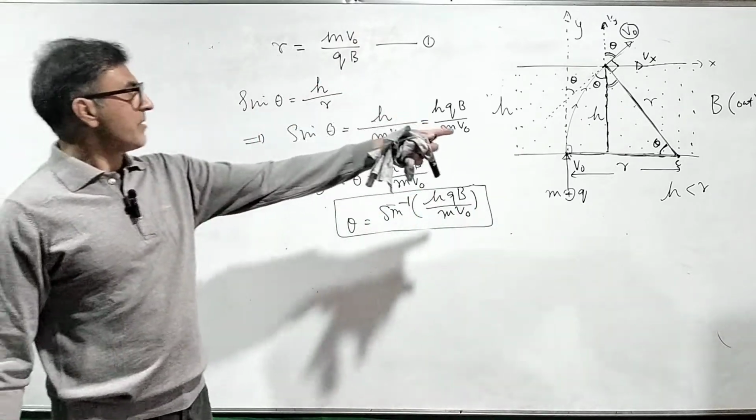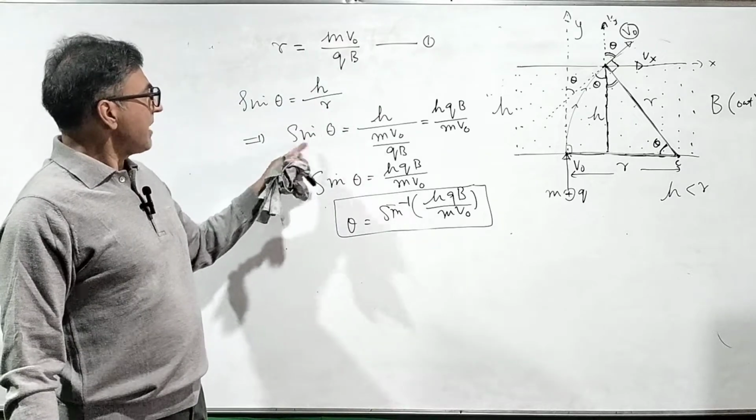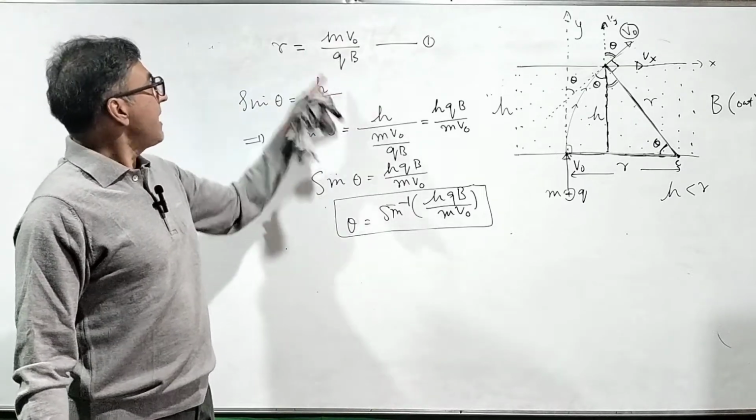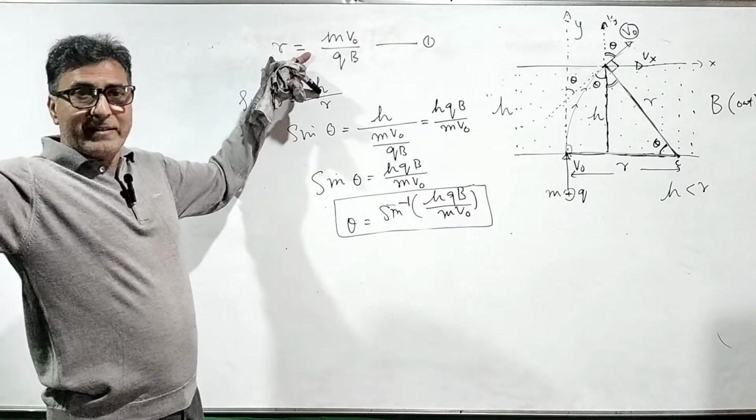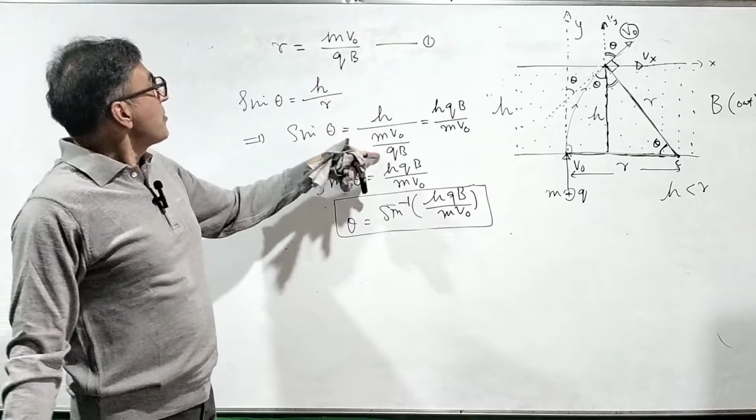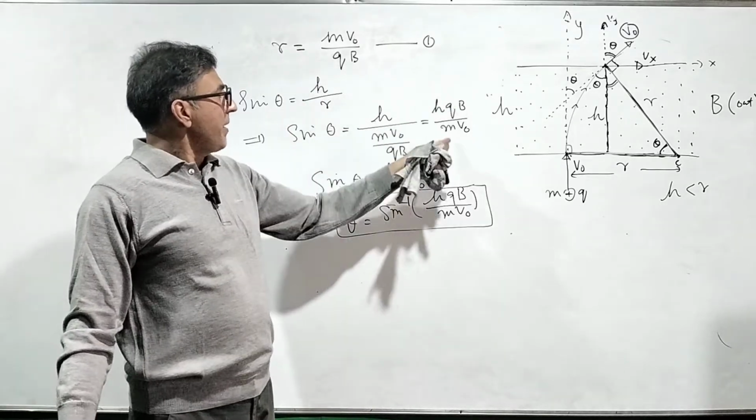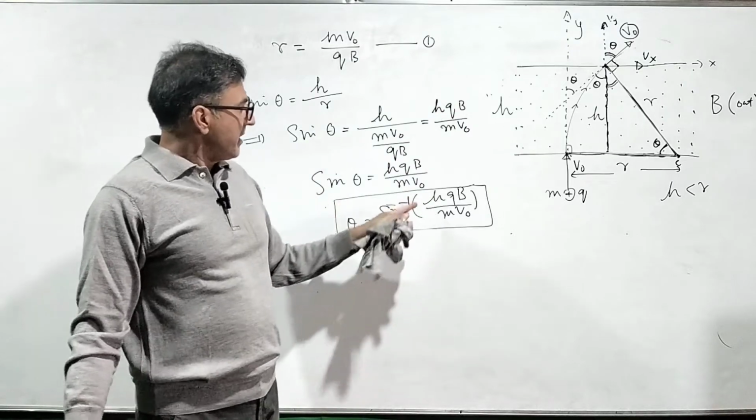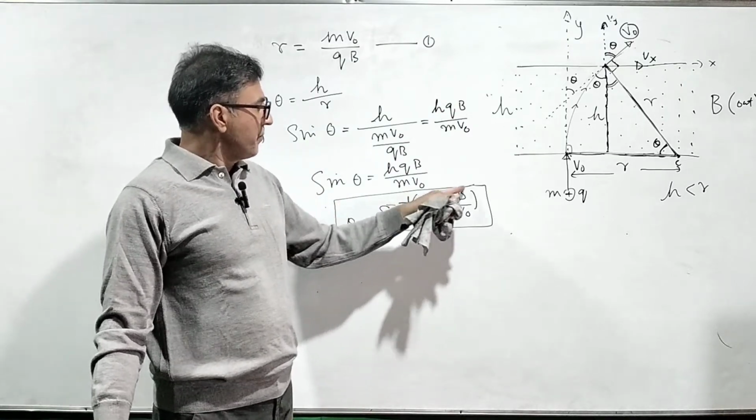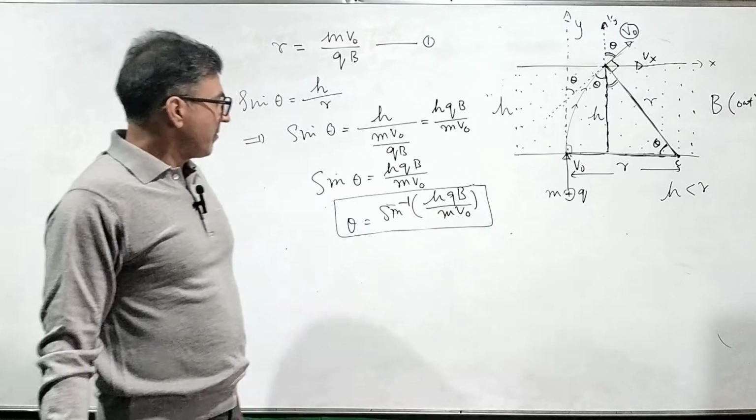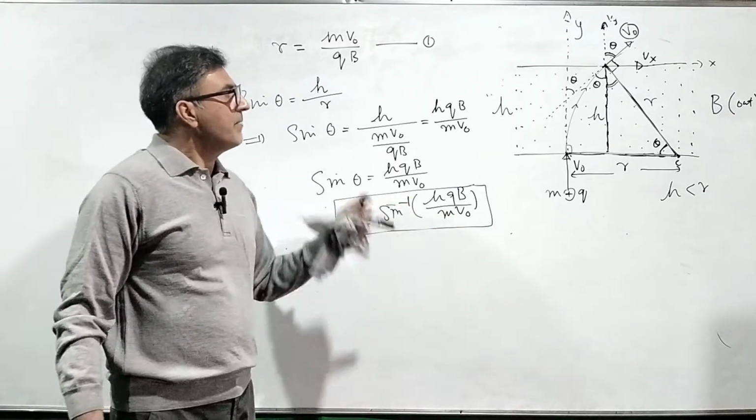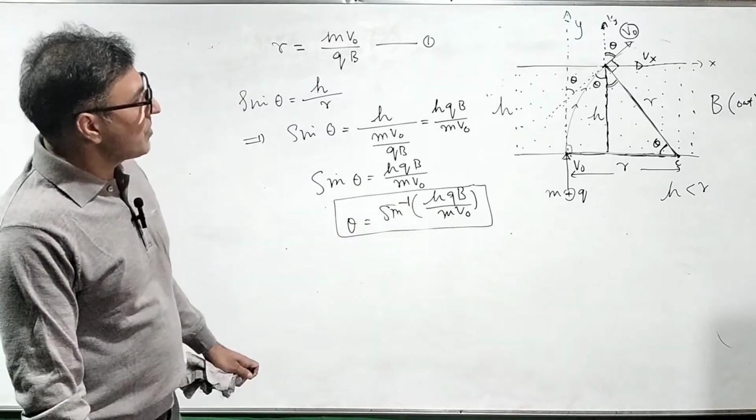You find sine theta from the triangle, then it is h by r. Sine theta is h by r, and r is given to be this, that I have already obtained in the earlier lecture. You put it here, and then qB goes up and mv0 comes down, and theta is given to be sine inverse of h qB by mv0. Substitute these values, get the theta. So half the question is done.